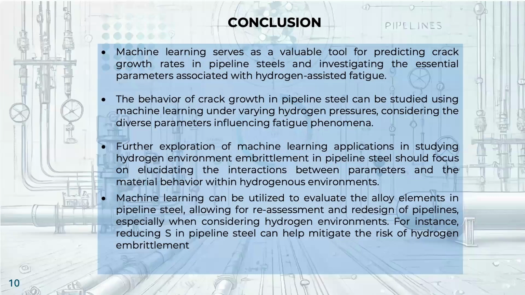Another one is that further exploration of machine learning application in studying hydrogen environment embrittlement in pipelines should focus on the interaction between the parameters and the material behavior with the environment, where we have the hydrogen in it. And the last output of our study is that machine learning can be utilized to evaluate the alloy elements in pipeline steel, allowing the reassessment and redesign of the pipeline, especially when considering the hydrogen environment. For example, the outputs validated with the standards can tell us that reducing the S elements in pipeline can help to reduce the risk of hydrogen embrittlement.